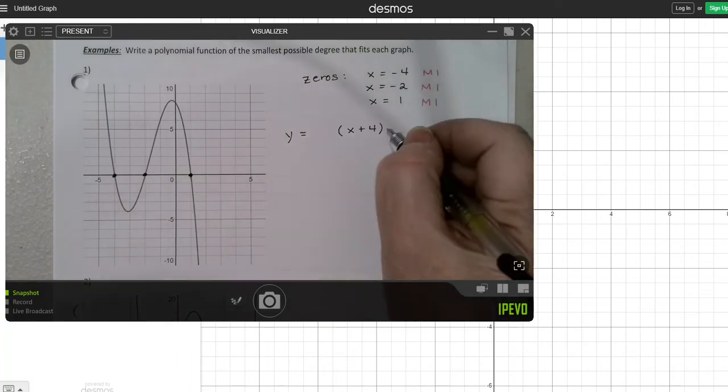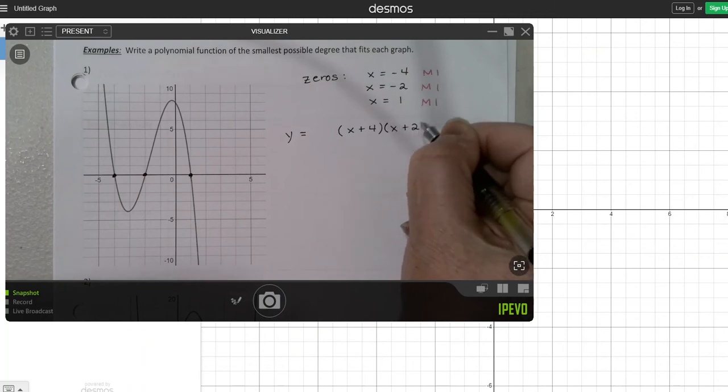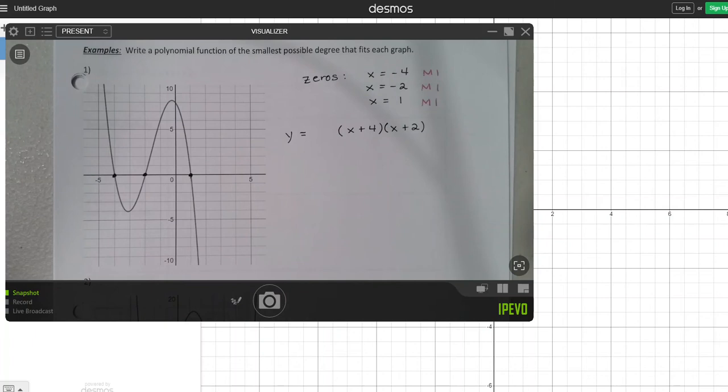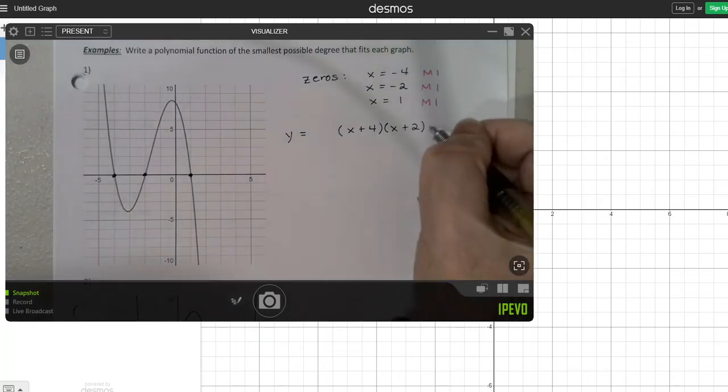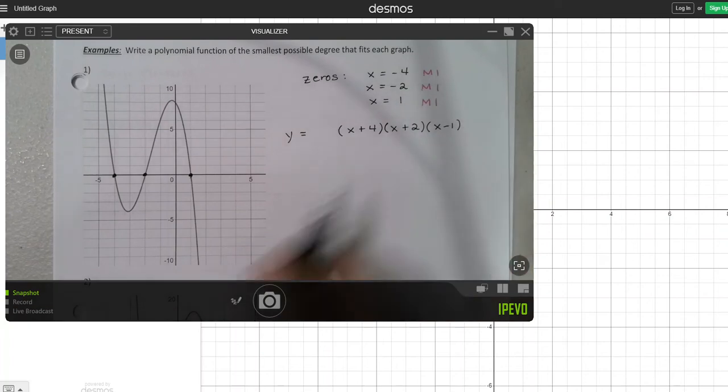Same thought process here. -2 is a 0, so x plus 2 is a factor. And here, x minus 1 would have to be a factor. When I set it equal to 0, then I get x equals +1. Since those were all multiplicity 1, I'm just going to have first powers on all of those terms.